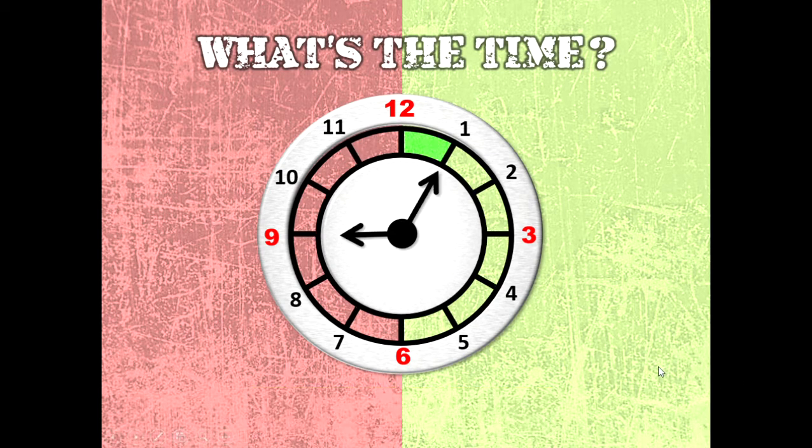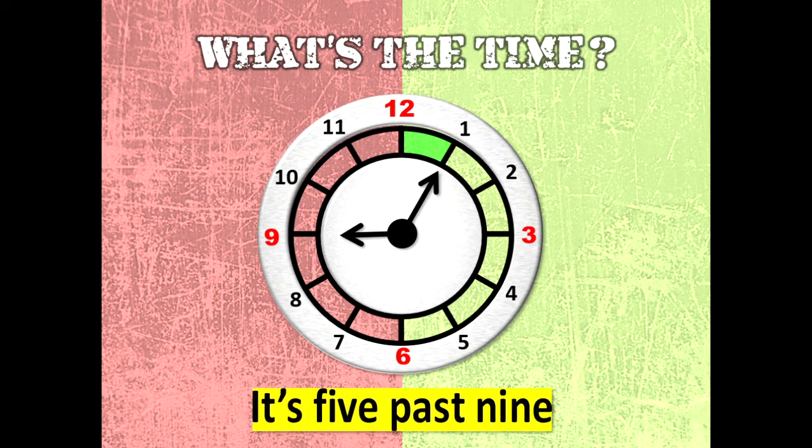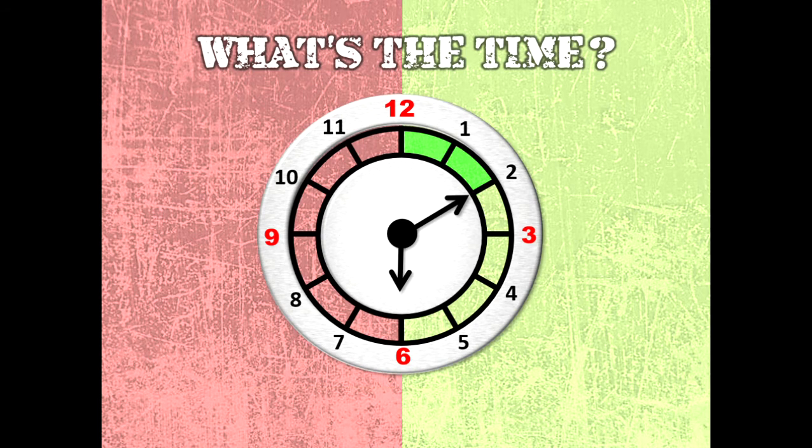What about this one? The small hand strikes number 9, and the long hand strikes number 1. So how many minutes pass after 9? It means it's 5 past 9. It's 5 past 9.